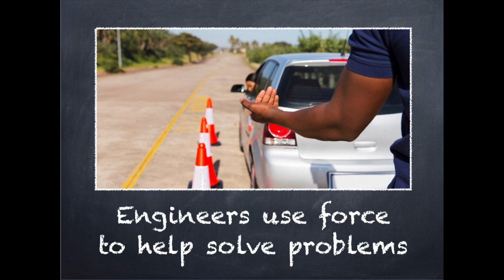So in this picture, when the person is motioning for the car to back up, we have cones surrounding the car so that if the car accidentally goes in the wrong direction, the car is going to push against the cones, and the cones are going to push back and guide the driver the correct way.